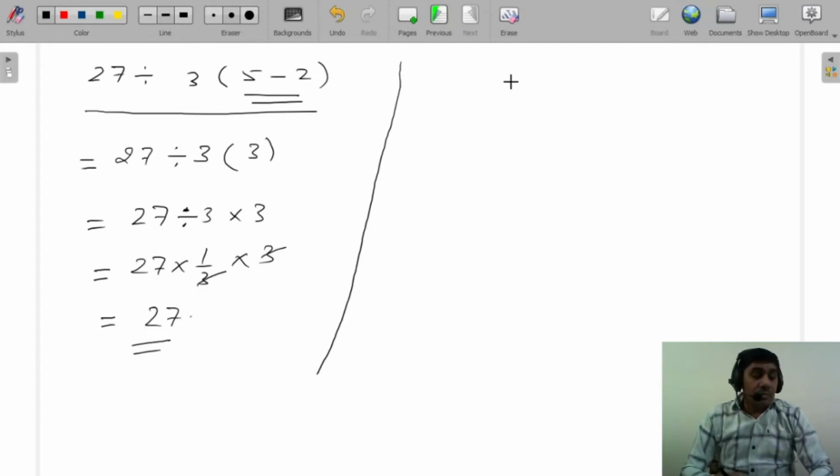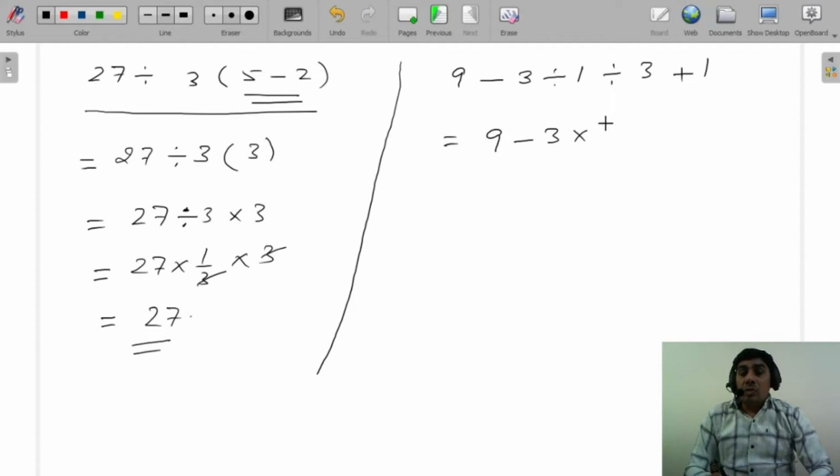Next expression, 9 minus 3 divided by 1 divided by 3 plus 1. In this expression, we see there is no bracket, no indices and powers. Division appears. So first we have to solve the division. 9 minus 3 into 1 by 1 into 1 by 3 plus 1.